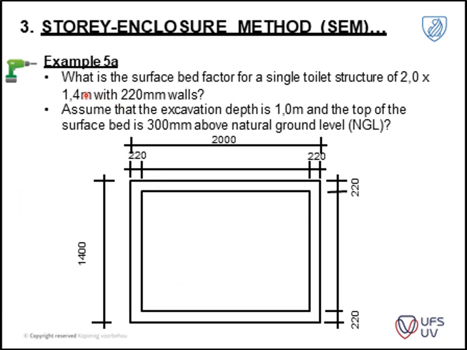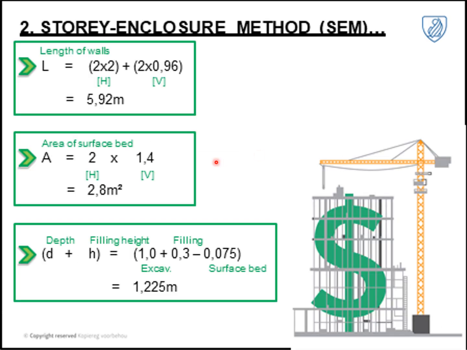So an example that we can have a look at: what is the surface bed factor for a single toilet structure of 2 meters by 1.4 meters with a 220 millimeter wall? Assume that the excavation is 1 meter deep and the top of the surface bed is 300 millimeters below the natural ground level. Okay, so it was drawn out quite nicely here.